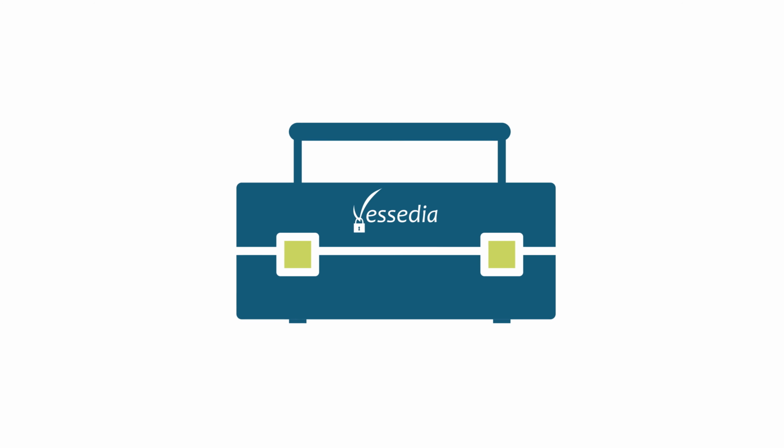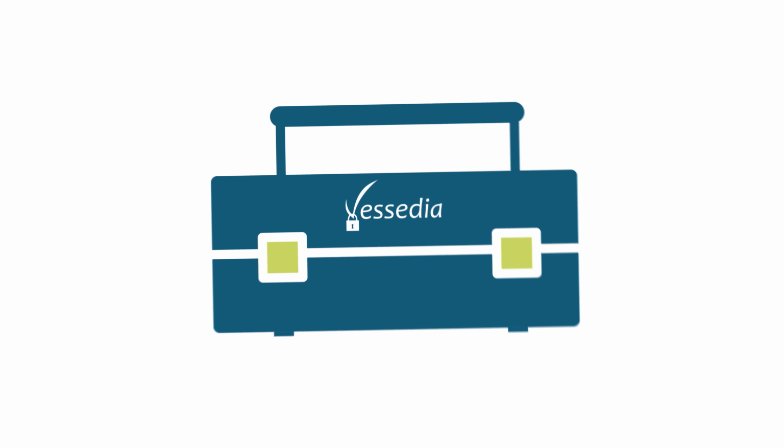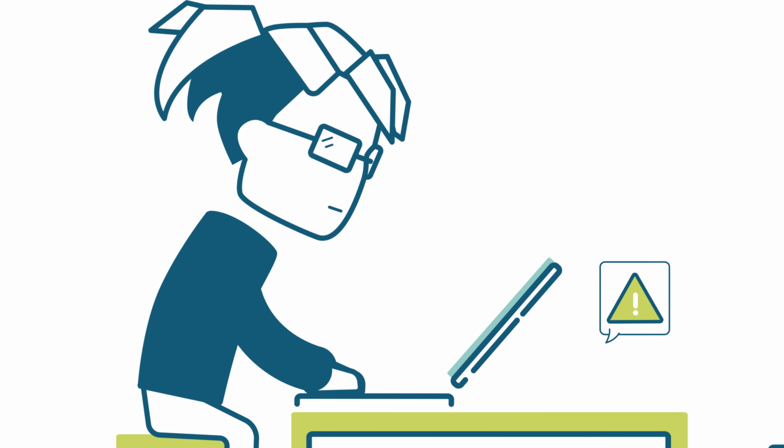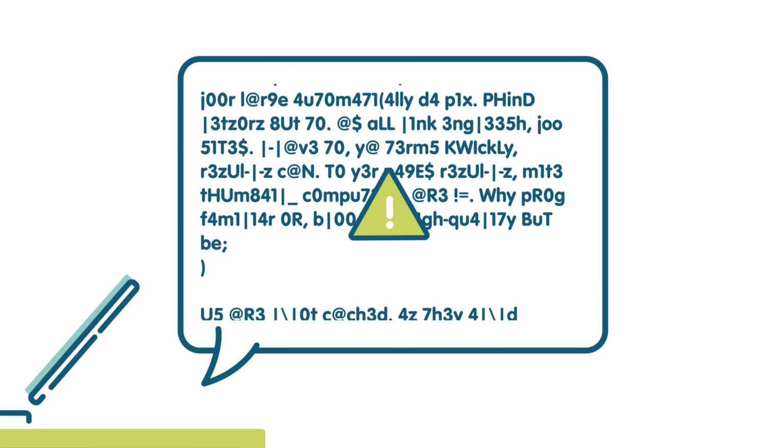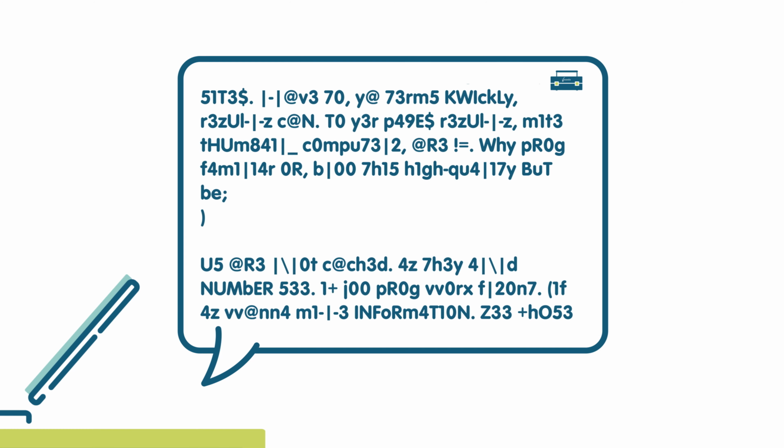The Vessedia project creates a toolbox which is freely available for European software developers to scan code for possible errors that might occur in specific hardware and software configurations. This gives them the ability to quickly pinpoint and repair problems.